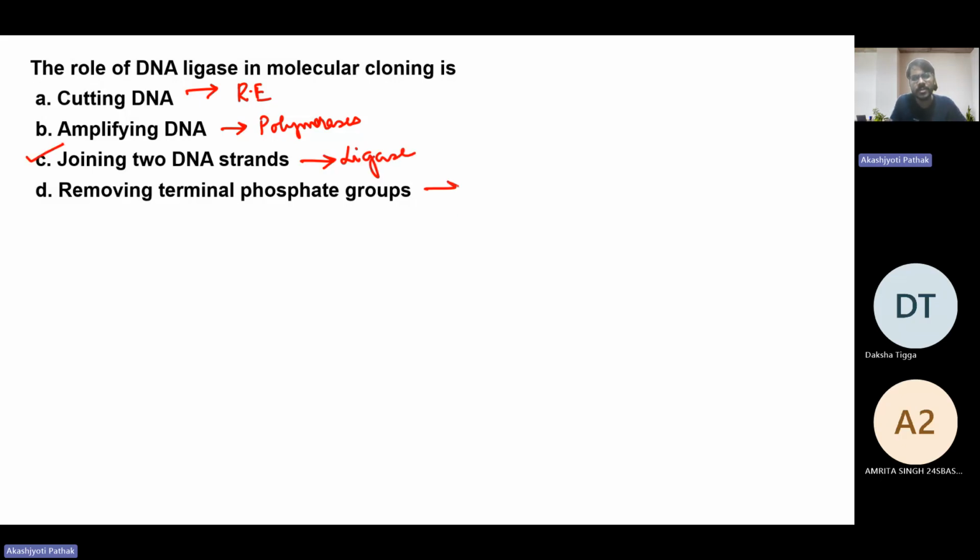And which enzyme removes terminal phosphate groups? Just now we learnt about alkaline phosphatase. Alkaline phosphatase. Okay, so this option is also wrong. So for DNA ligase the answer is option C.